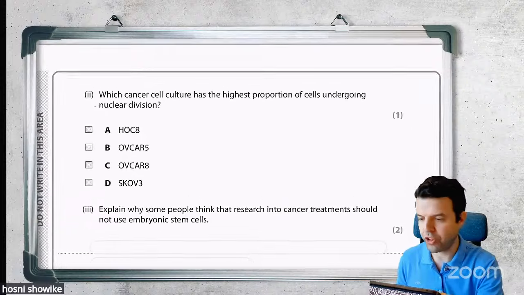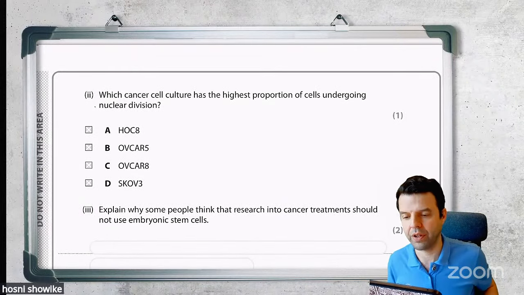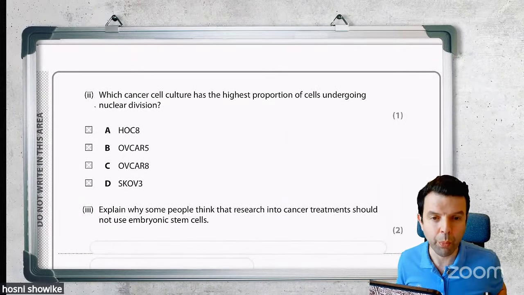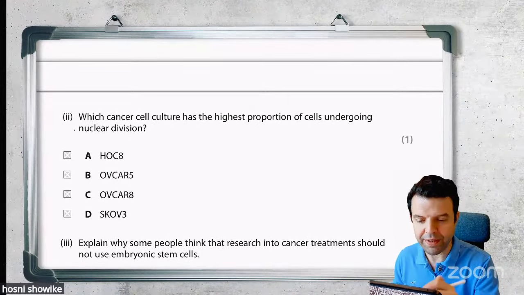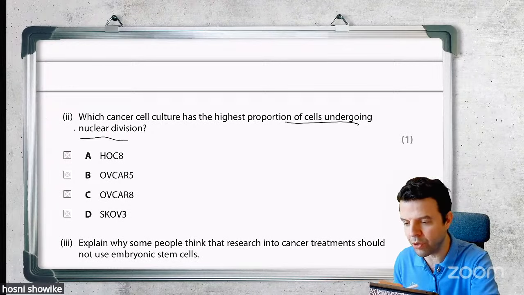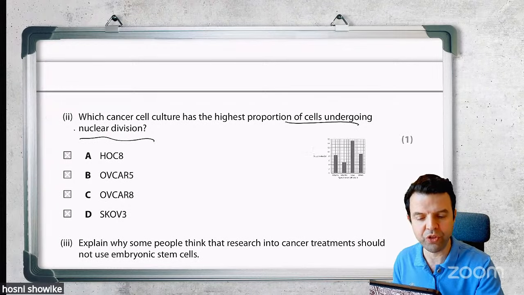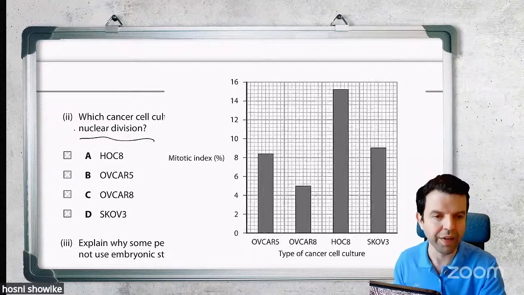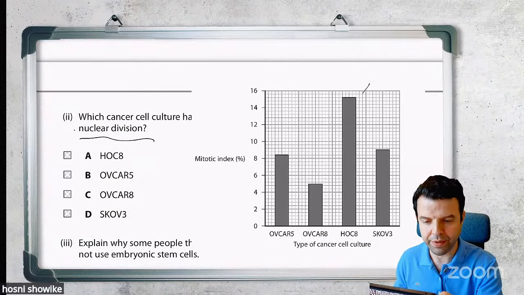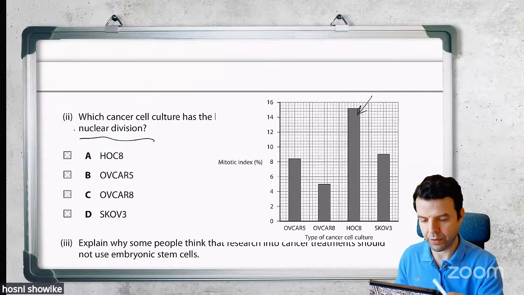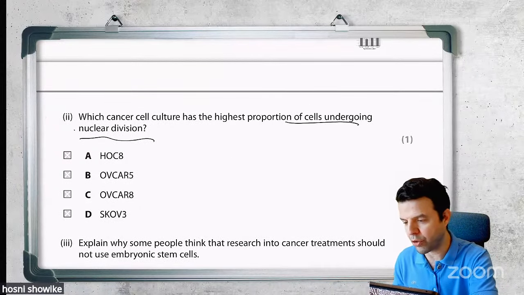Next question. Which cancer cells has the highest proportion of mitotic index? When they say cells undergoing nuclear division, that means which kind of cells have the highest rate of mitosis or mitotic index. It's this, right? So I tell them HCA, the first one.